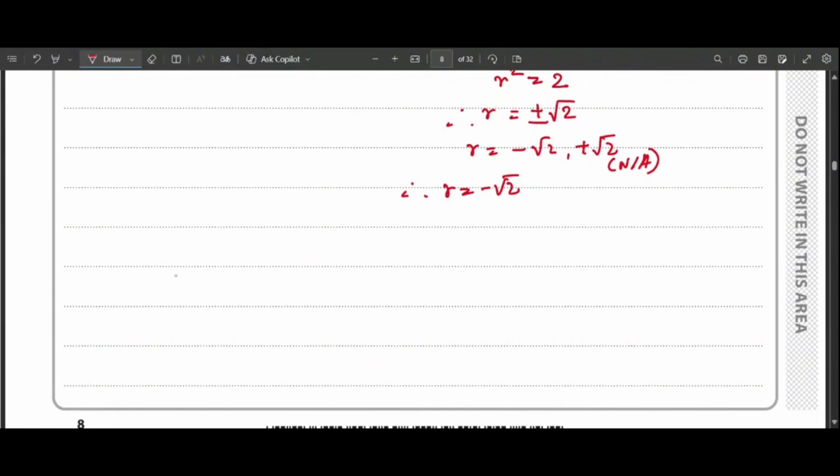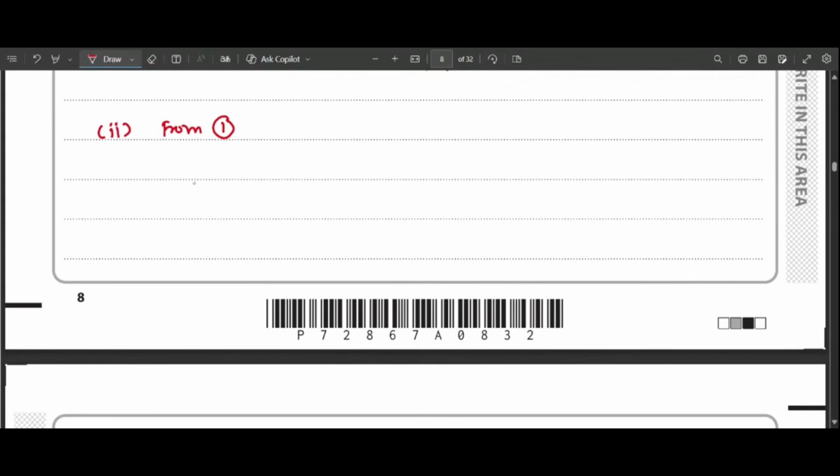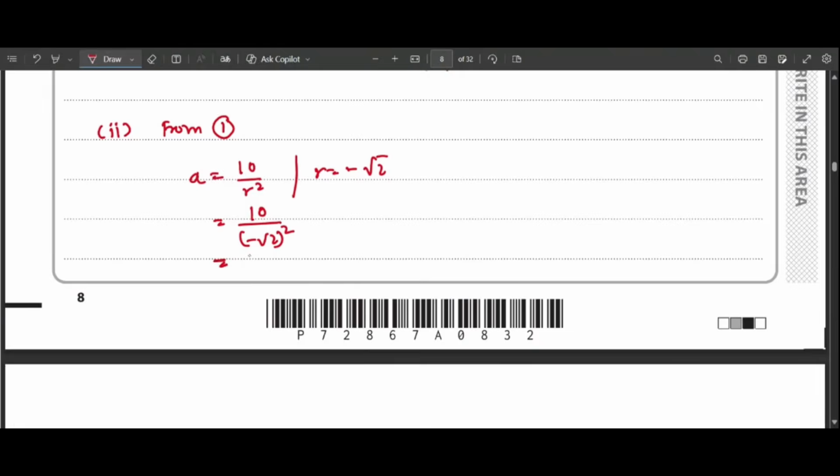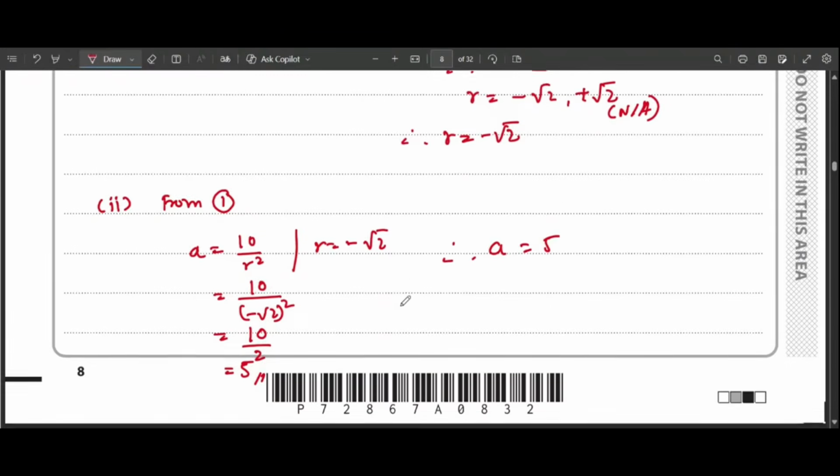For part 2 of a, we have to find the value of a. So we can recall that from our equation 1, we have a is equal to 10 by r square. So I can use this together with the value of r to find the value of a. We know r is equal to minus root 2. So this gives us minus root 2 whole square. So 10 by 2. Ultimately, the value of a is 5. So the value of a is 5. This is our answer to part 2.